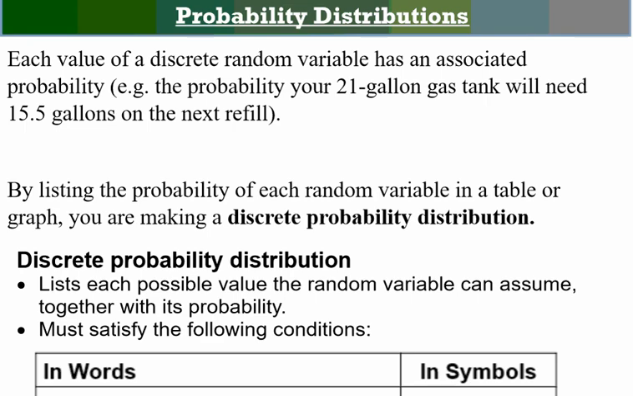Once you understand the idea of a random variable, whether it's discrete or continuous, we're going to look at discrete first, because each discrete random variable has an associated probability with it. For example, the probability your 21-gallon gas tank will need 15.5 gallons on the next fill. By listing the probability of each random variable in a table or graph, you're making what we call a discrete probability distribution.